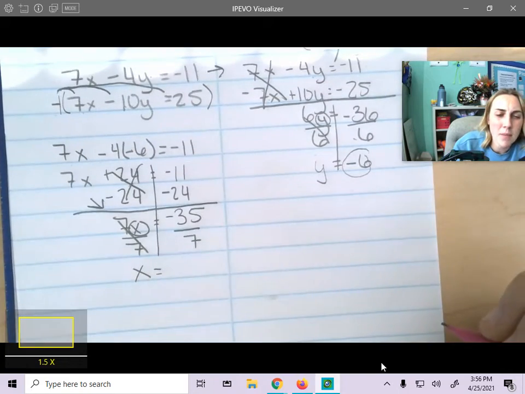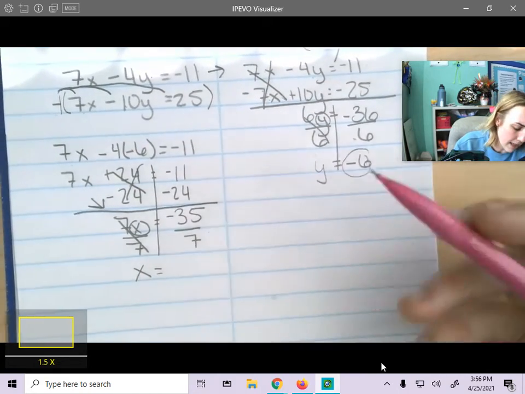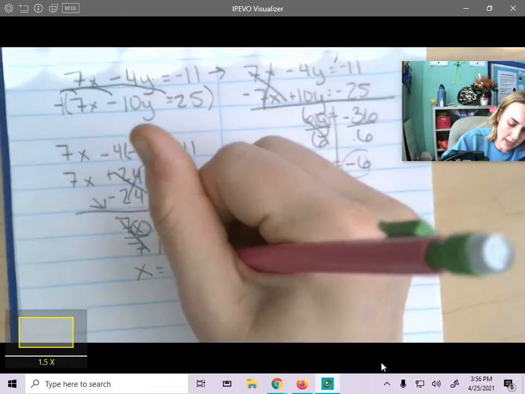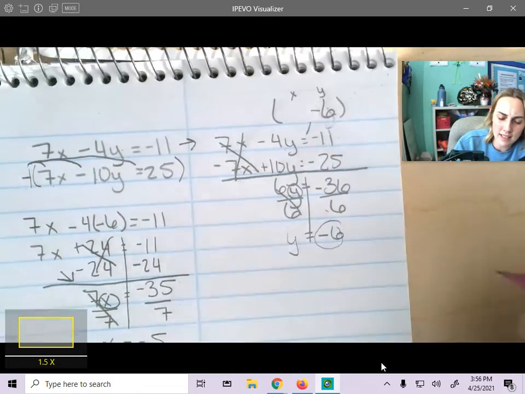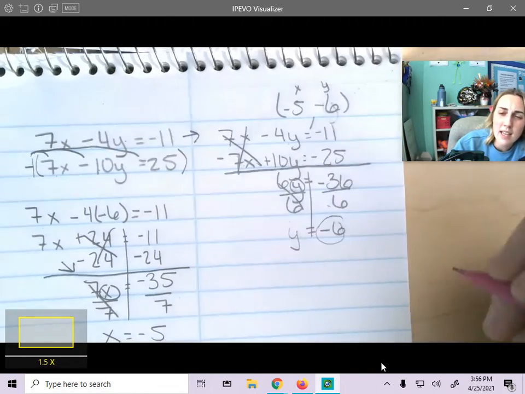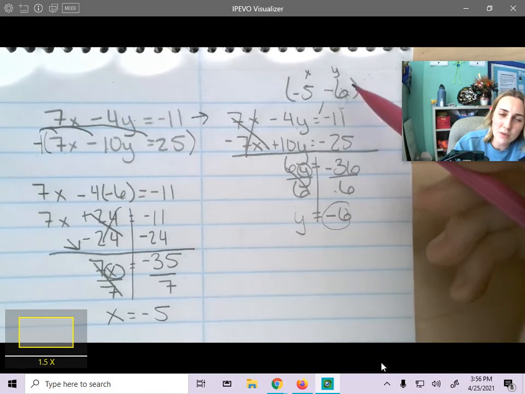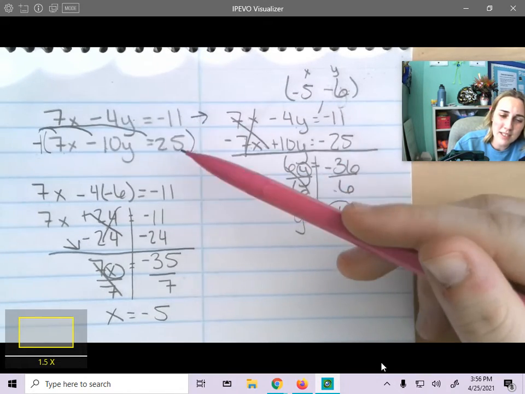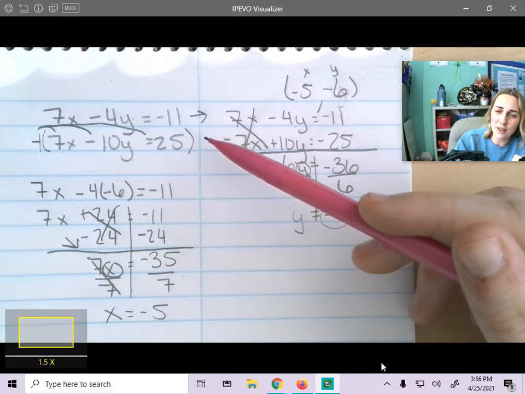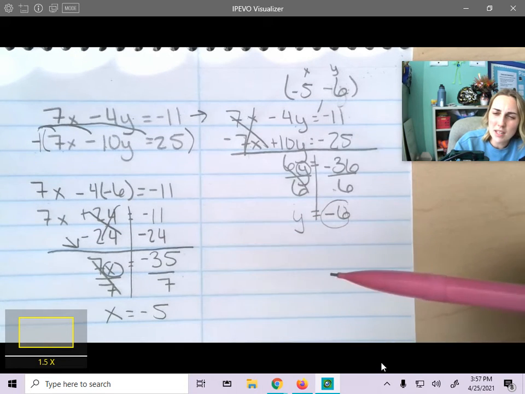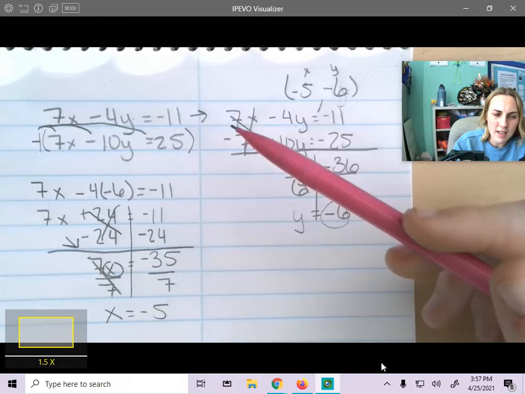These cancel out, they're opposites. Negative 35 divided by 7 is going to give me a negative 5 left over. So x is equal to negative 5. If you're not 100% sure that is the correct answer, again, what you can do is you can substitute these into both equations to make sure that they work out, all right? So I'm going to do that real quick. It won't take very long.